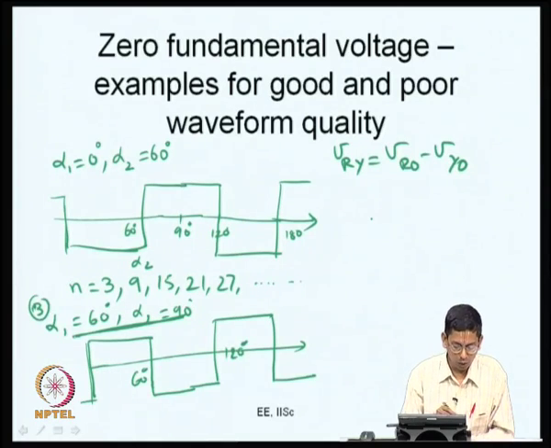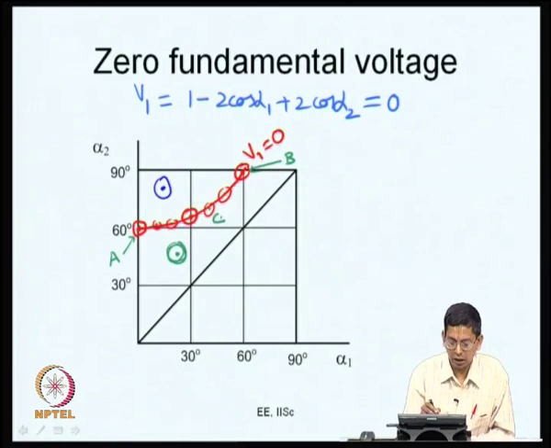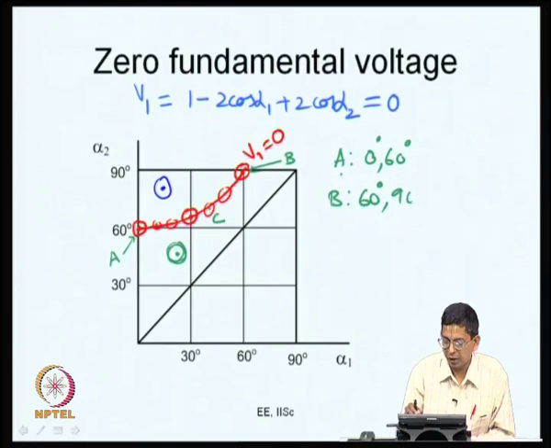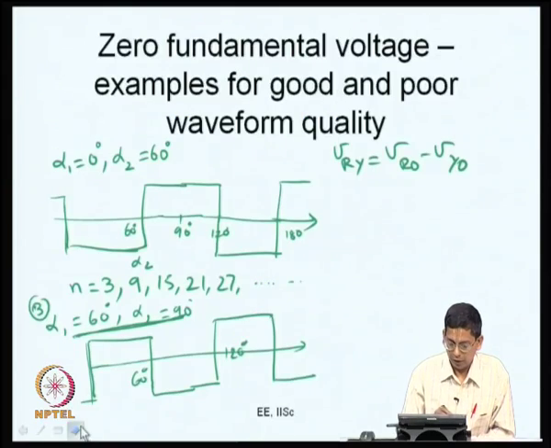Right. Now, what can be bad? Let us take something like this. You take a point here, which I will call point C. A is 0 comma 60 and B is 60 comma 90, and C is, let us say, 36 degrees. If you plug in 36 degrees, you will get 72 degrees as the output, as alpha 2 here. So if you consider 36 comma 72, this is the point C.